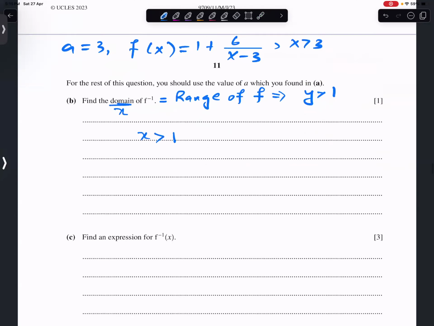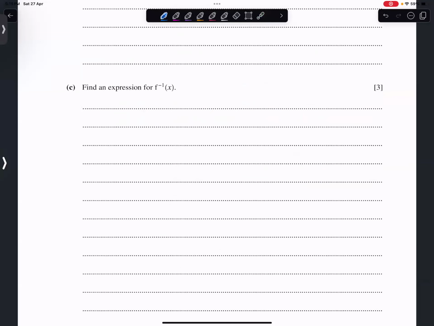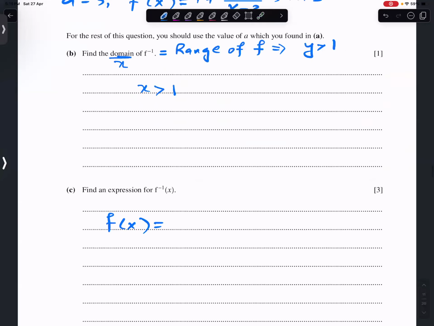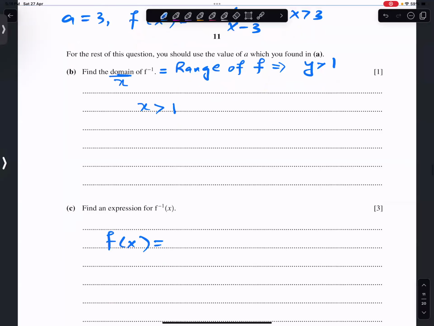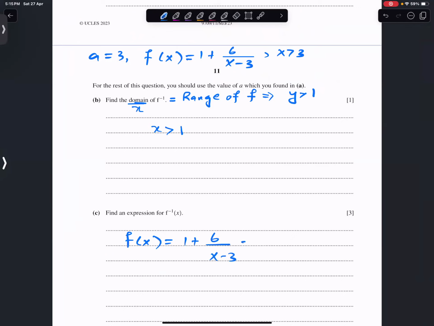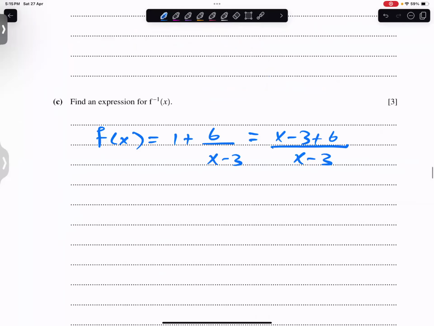Now find an expression for f inverse of x. This is just a piece of cake. What is your f of x? Your f of x is 1 plus 6 over x minus 3. So x minus 3 plus 6 over x minus 3, which will become x plus 3 over x minus 3. Let's equate it to y.